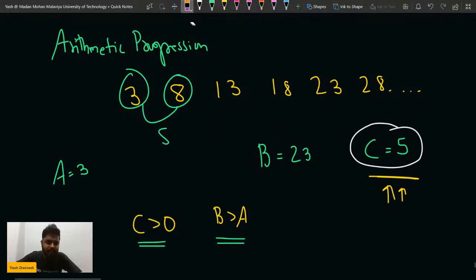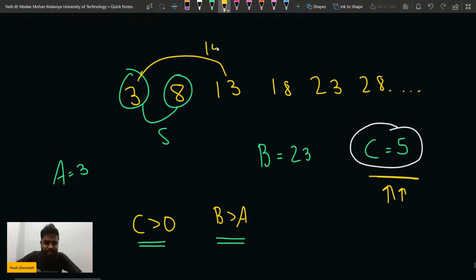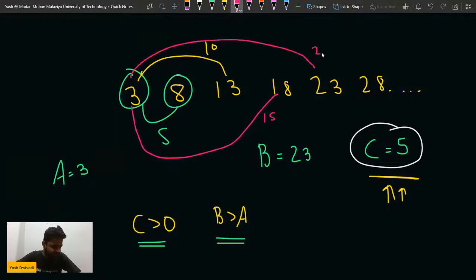What is the difference between this number 3 and 13? Can I say that the difference is 10? What is the difference between 3 and 18? 15, right? What is the difference between 3 and 23? The difference is nothing but 20, right? What is the difference between 3 and 28?